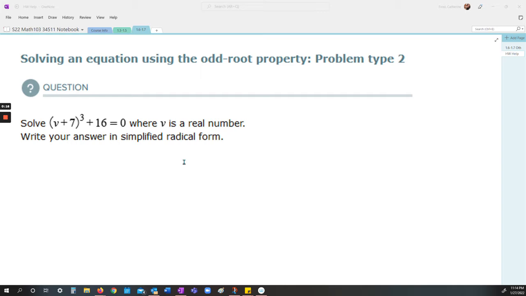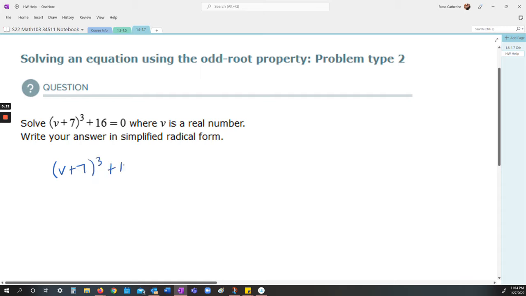So we have this: solve the quantity v plus 7 cubed plus 16 equals 0. We're just going to subtract 16 from both sides and then take the cube root of both sides. Negative 16, and since we're taking the cube root, we don't have to do anything special with the negative. That's not going to cause a problem. So we get v plus 7 equals, also we don't have plus or minus because we're taking the odd root of both sides.